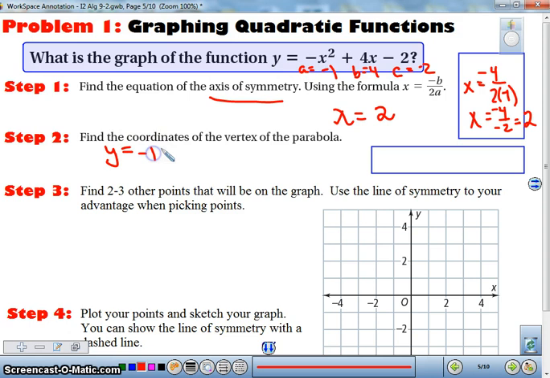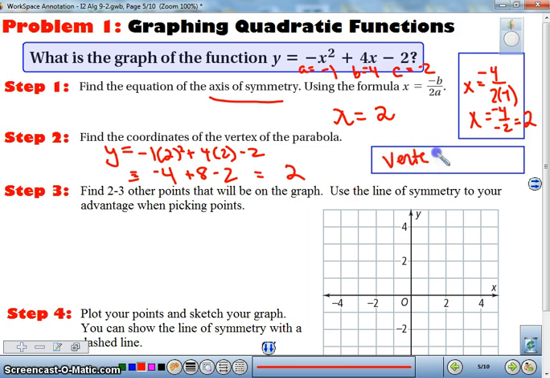So we have negative 1 times 2 squared plus 4 times 2 minus 2. And if we are solving this, 2 squared gives us a negative 4 plus 8 minus 2. So our y value is going to be equal to, this would be a positive 4. 4 minus 2 gives us 2. So where is our vertex?